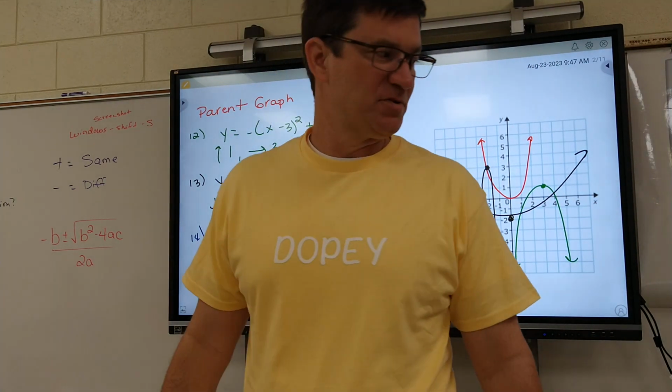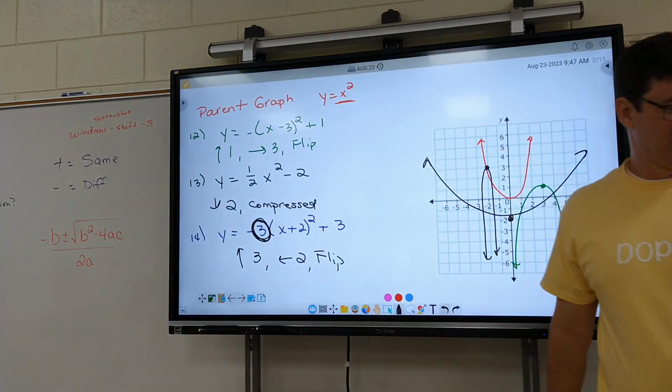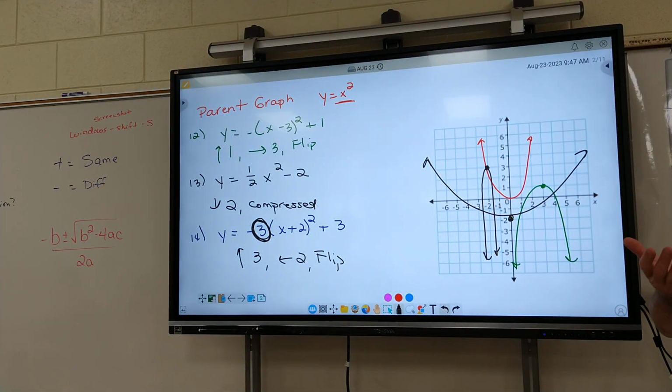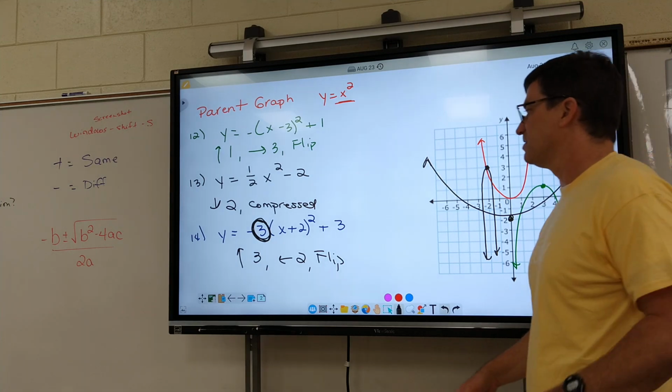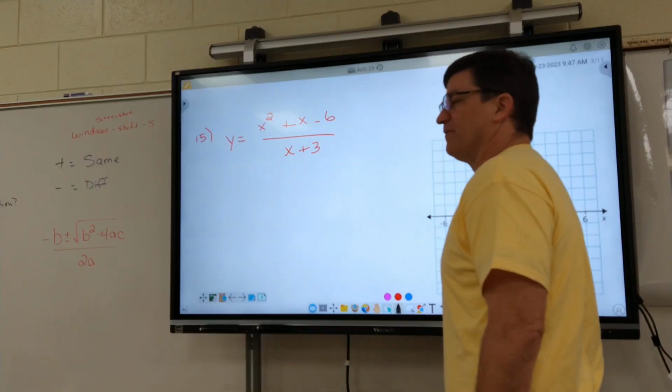All right, so we should be good on those. 15, 16, and 17 we should be good on. The only one you should miss on the back is 18. We haven't done many of those, and some of y'all still don't understand it. Let's go to 15.